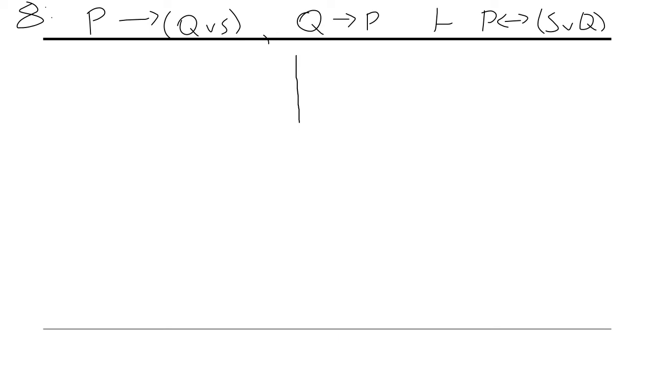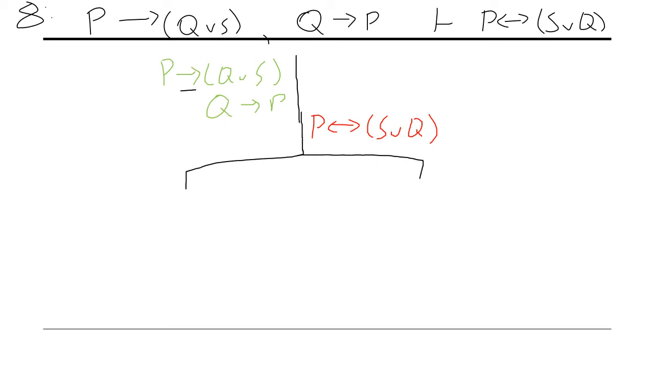Now on to 8, we have P arrow Q or S, Q arrow P, and we've got P double arrow S or Q. Then main operator here is the arrow. So we'll put the left hand side here, we'll put the right hand side here, like that. Then we've got wedge here. So Q, S. That'll get rid of that premise.